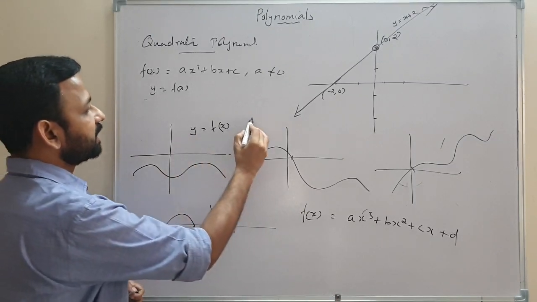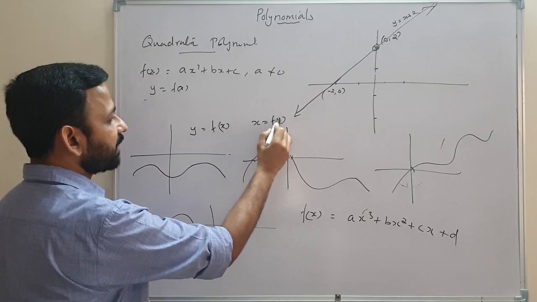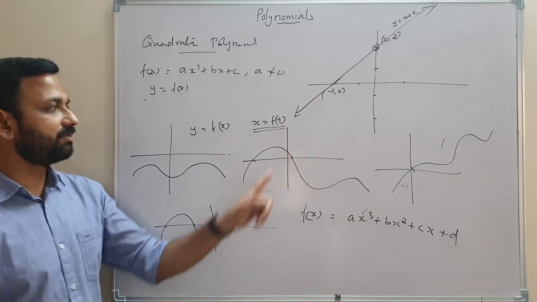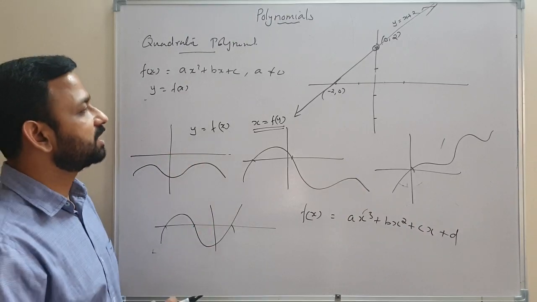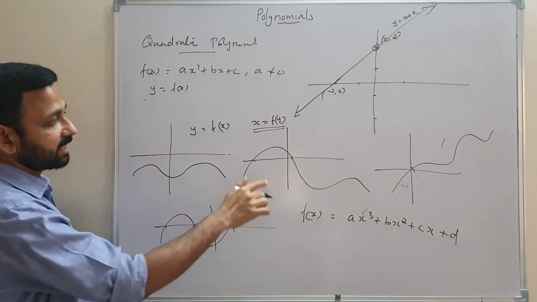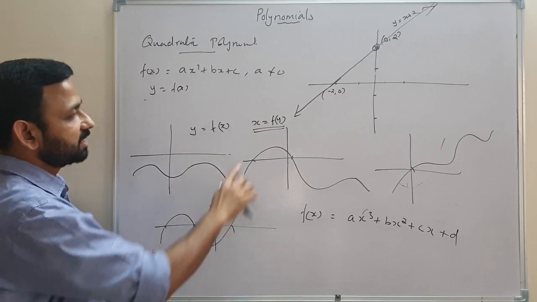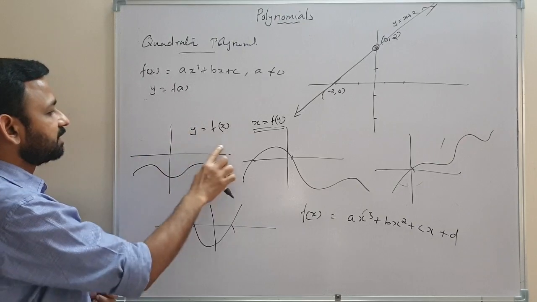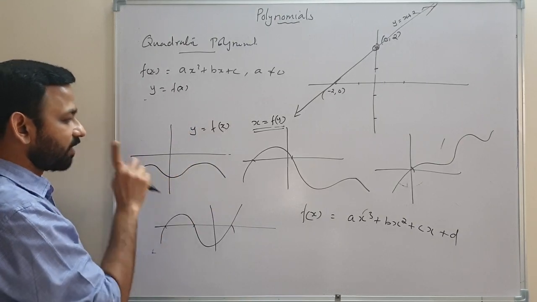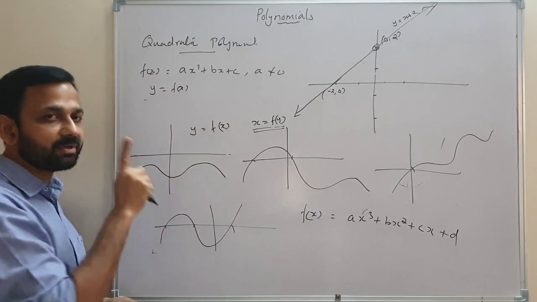And suppose the polynomial is in the form x is equal to f of y. So the variable is y. Here, if you want to find the number of zeros, then we need to find how many times it intersects the y-axis. In this figure it intersects the y-axis at 1 point, so the number of zeros will be 1.